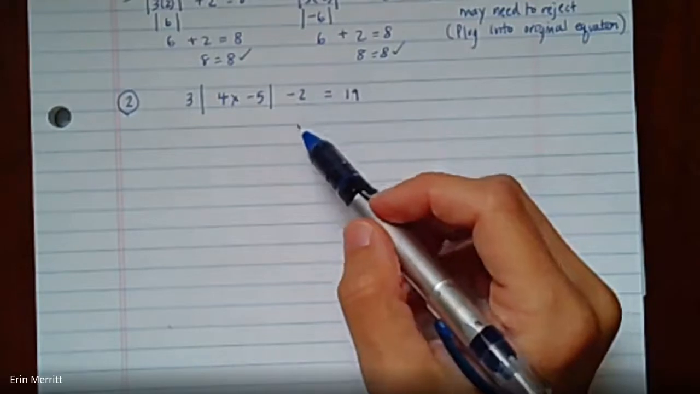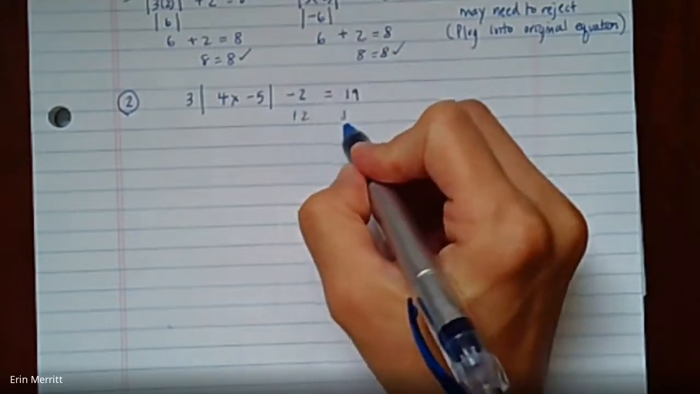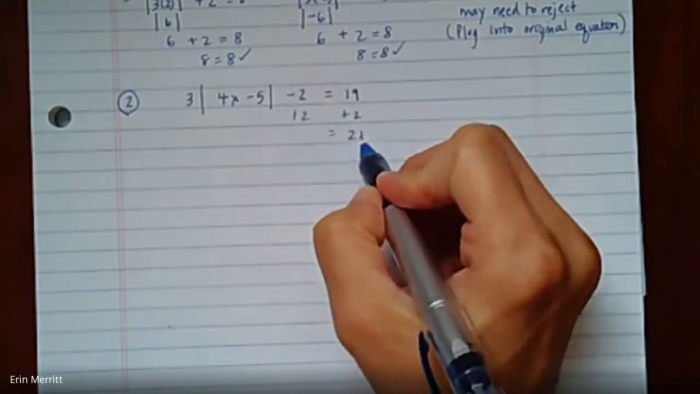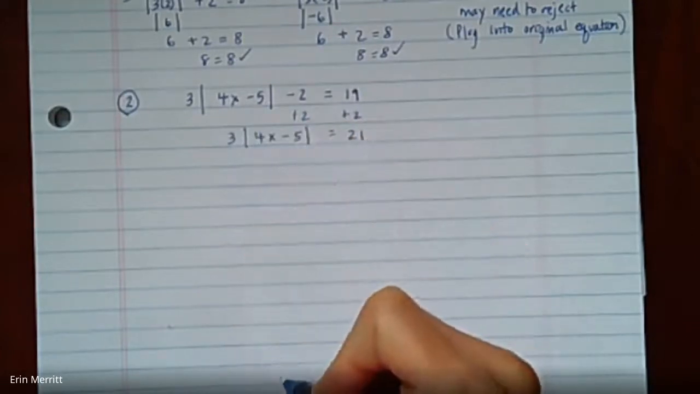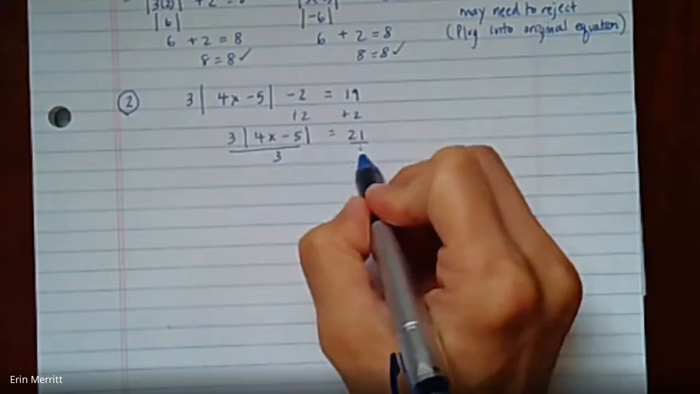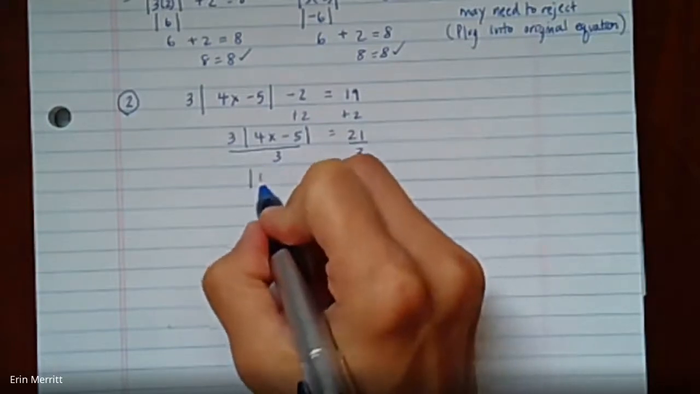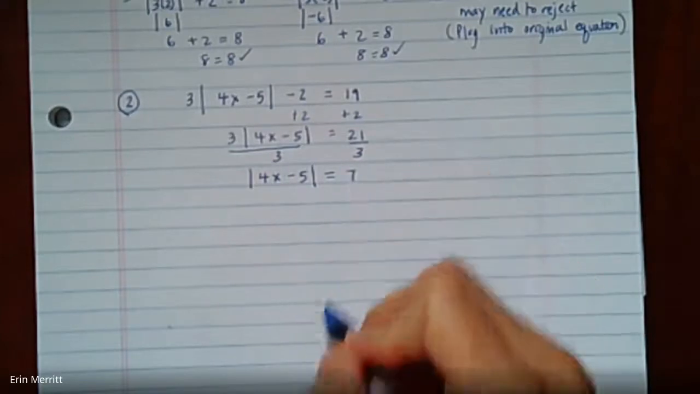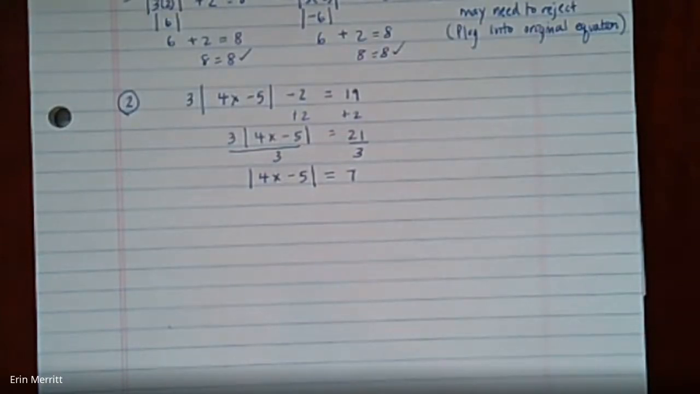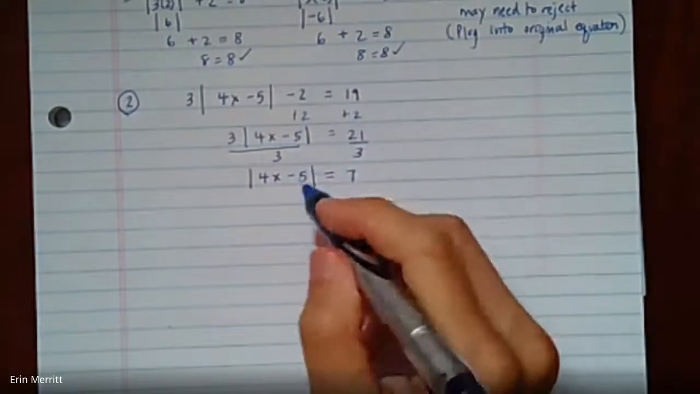Following almost like a reverse order of operations, let's move the 2 over first. So add that on over. We get 21. And then 3 divides nicely out, so let's divide that out. Once we get the absolute value completely alone, then you split it. So not until that happens do you split it.